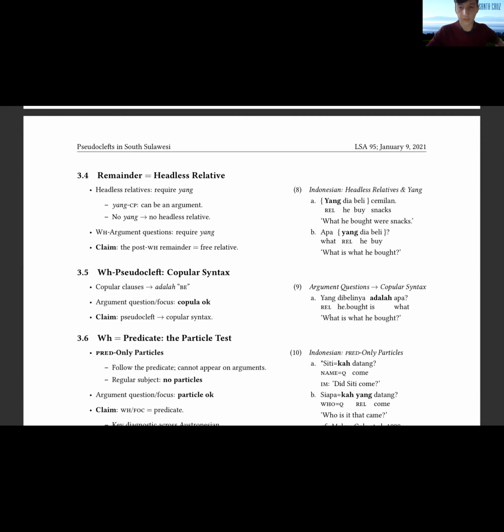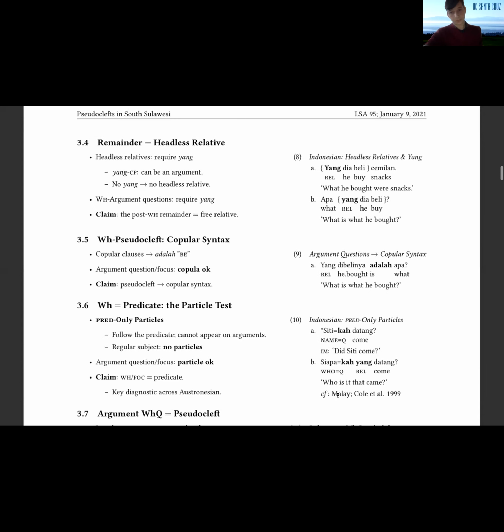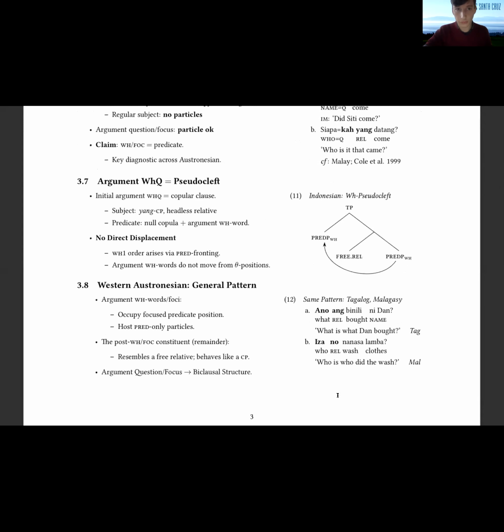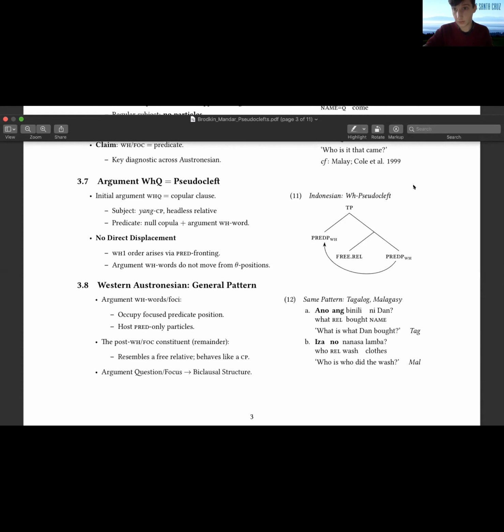So it looks like a pseudocleft, and it definitely is a pseudocleft. You can insert a copula in these things. So it's clear that this involves some sort of copular structure. A WH word is predicated against a free relative in a copular clause. And so 11 just shows what you might think the syntax of this thing is.